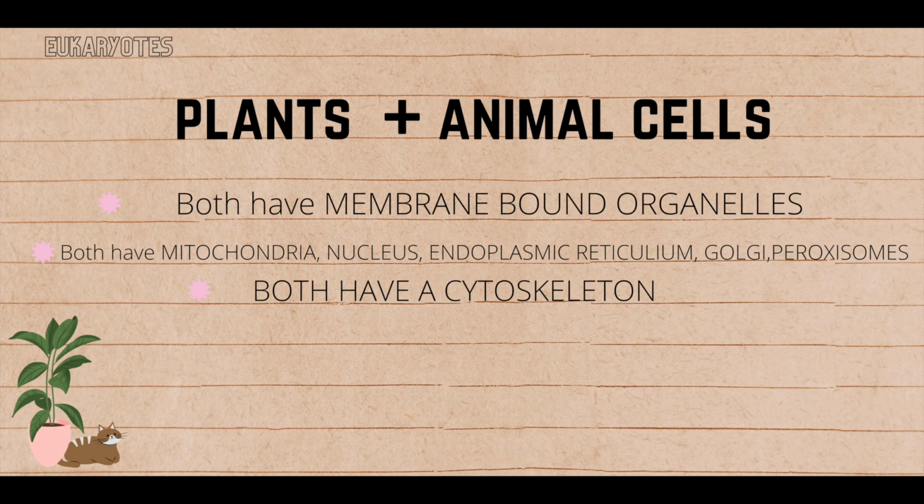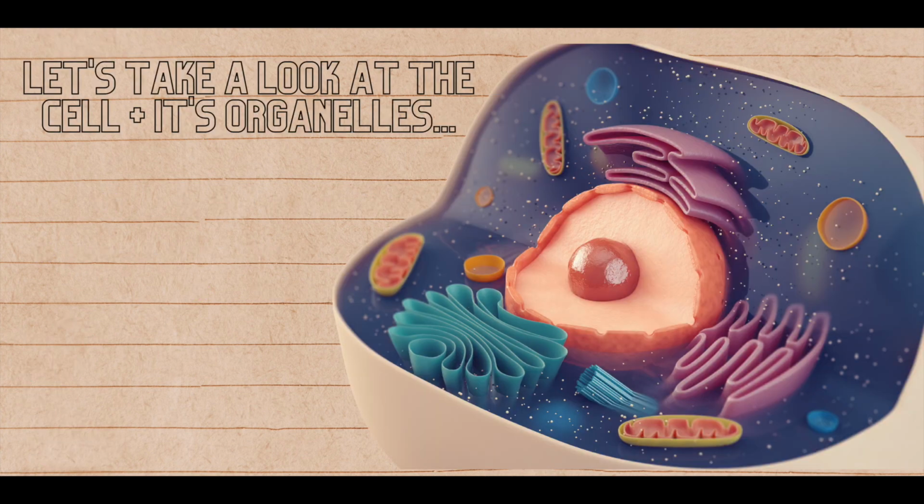So now we know what a cell is, what types of cells there are, the differences between eukaryotic cells and prokaryotic cells, and the differences between plant and animal cells. Now let's go ahead and look at the structures of a cell, in other words, the organelles in a cell, starting off with the cytoplasm.